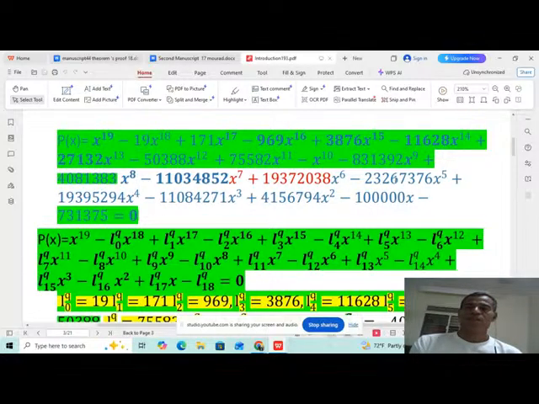19,372,038x raised to the power 6 minus 23,267,376x raised to the power 5 plus 19,395,294x raised to the power 4 minus 11 million 84,271x cubed plus 450,679x to the power 4 plus 4,156,794x squared minus 100,000x minus 73,375. Okay, so this is the polynomial.